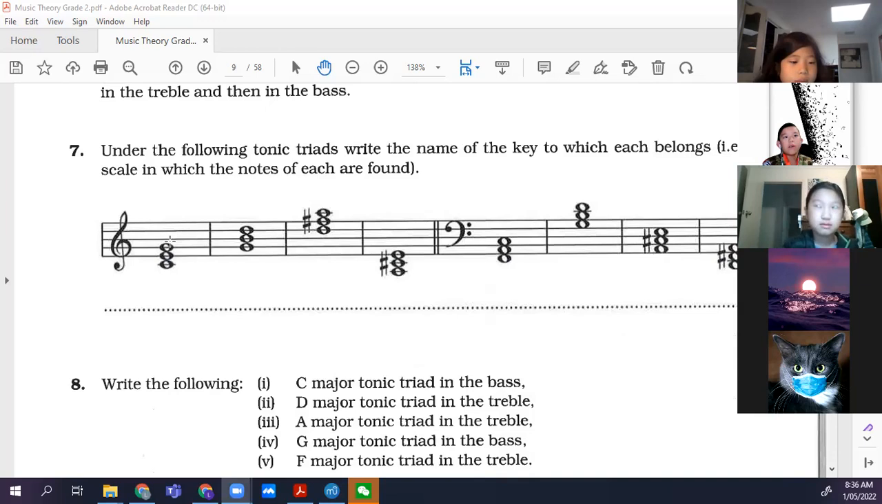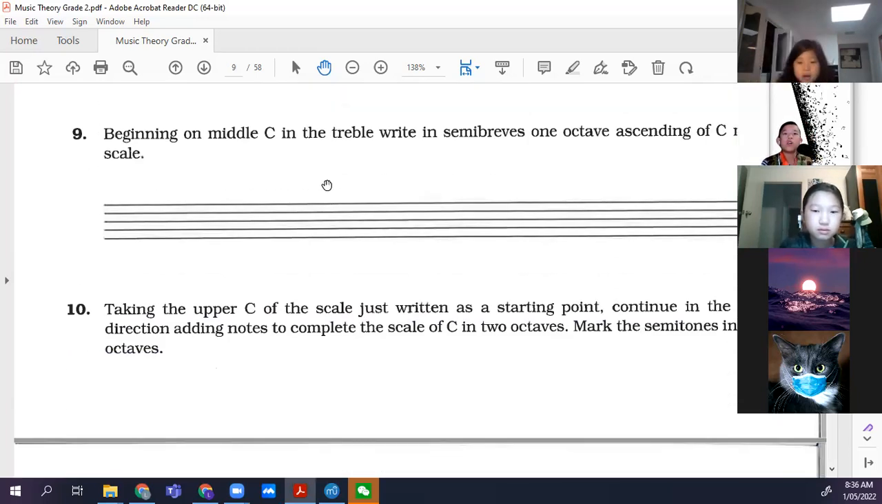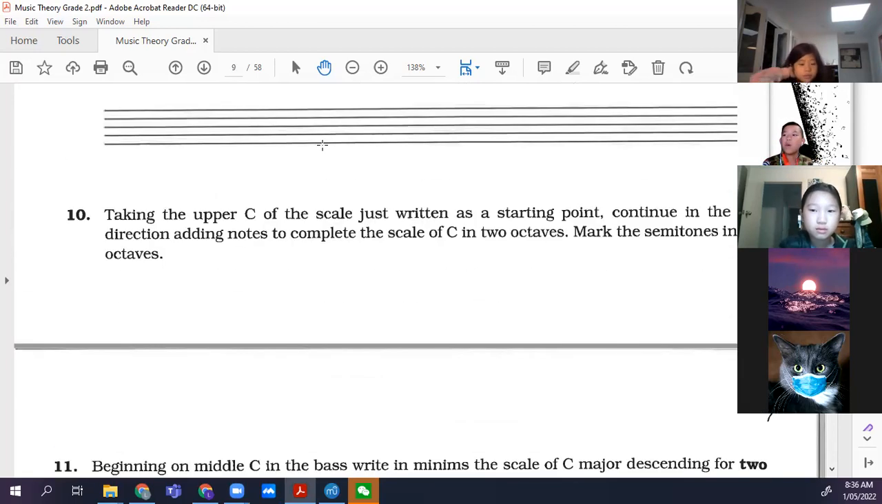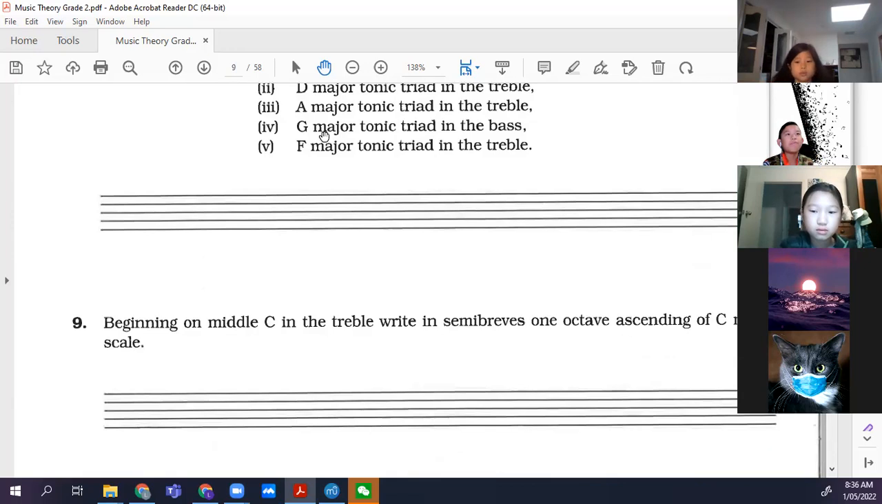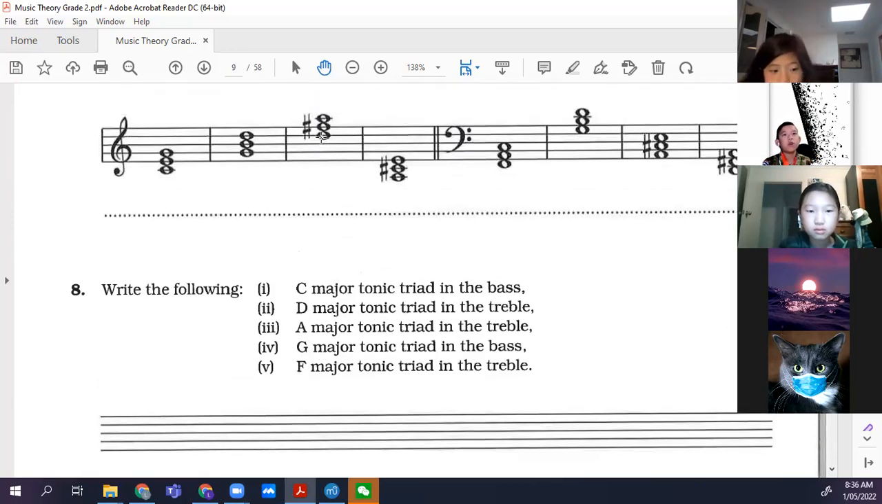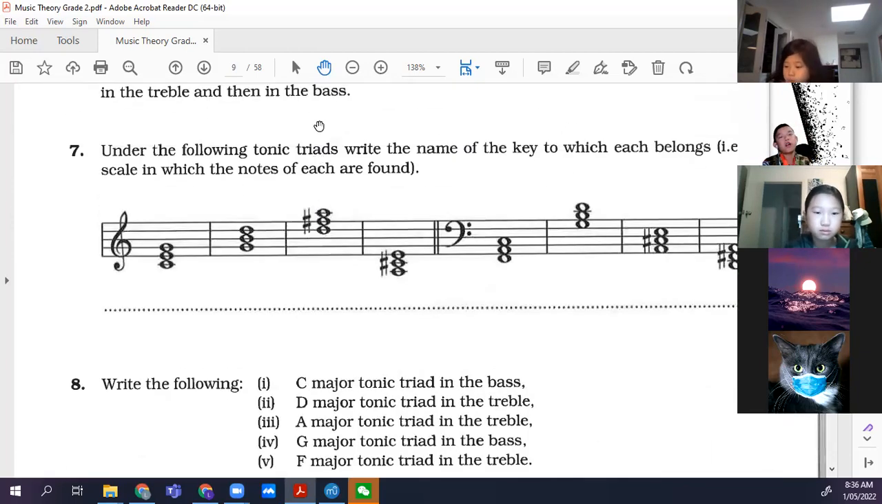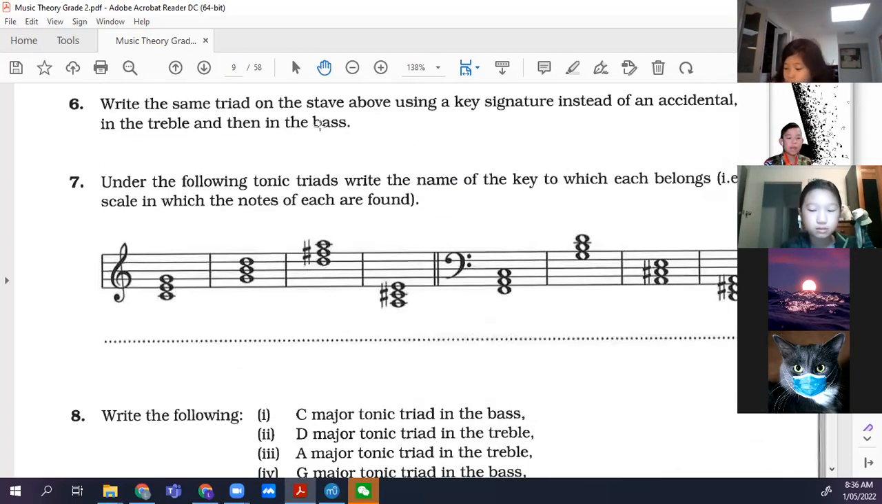So you can write tonic triads at different pitches in both the treble and the bass. I think that's pretty easily understood. So we're very ahead of time today. I'll get you to write the tonic triad of D major and A major using a key signature. Go. In the bass, actually, in the bass.